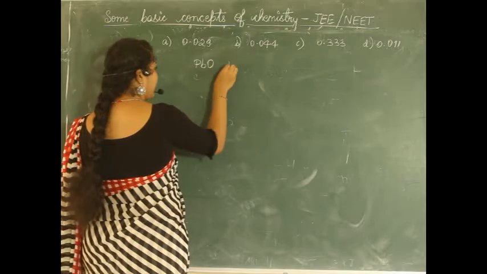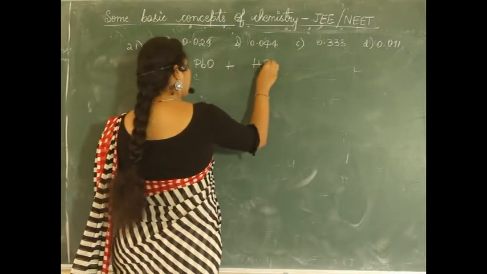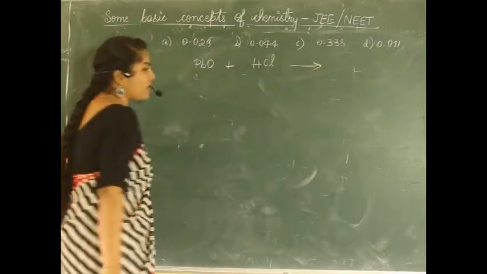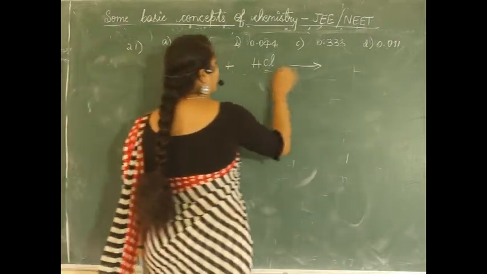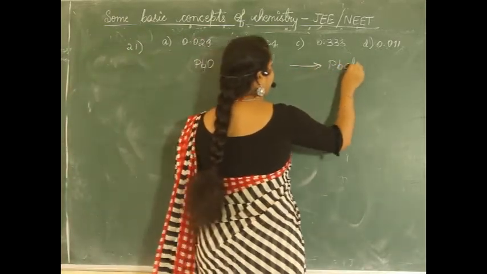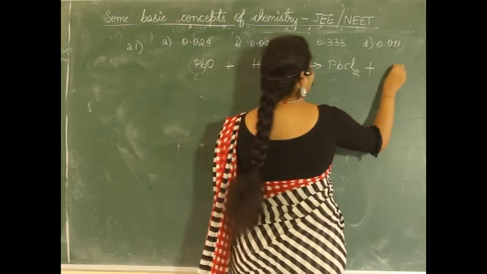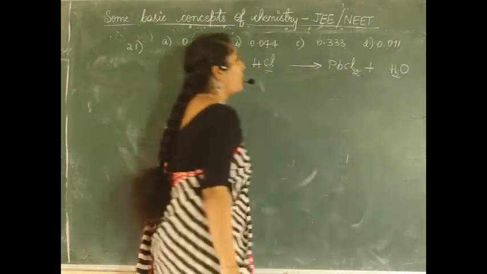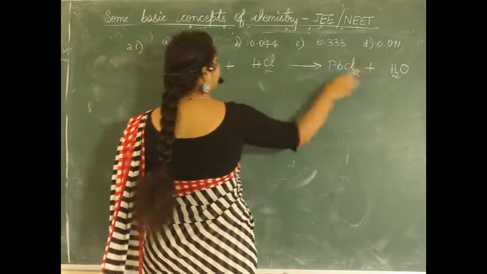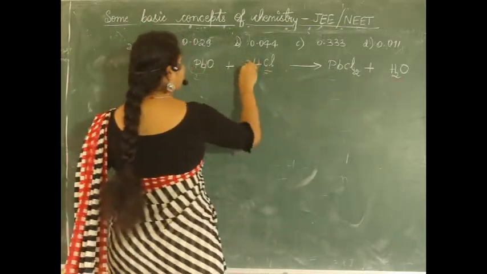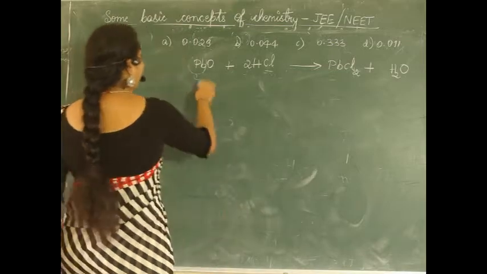So what is the equation given? Lead oxide is being reacted with HCl. Which are the products you get? You get lead chloride, PbCl2, which is the one more product. Hydrogen and oxygen form water. Balance the equation. Balancing the equation, 2 hydrogen, here 1 hydrogen, 2. Rest things are balanced.